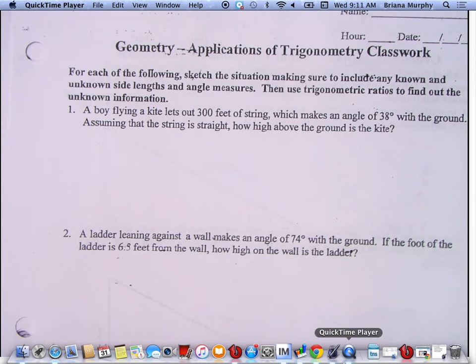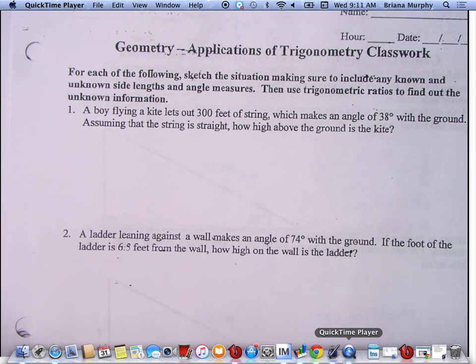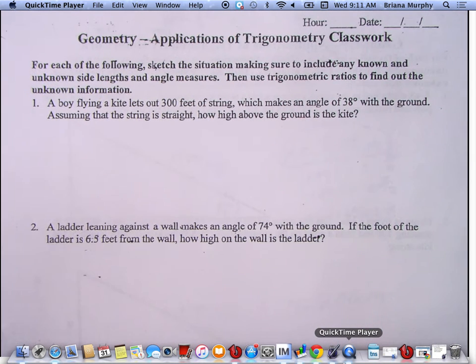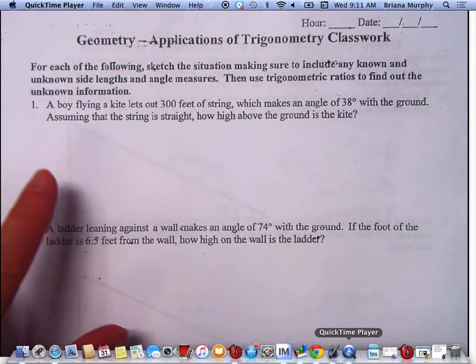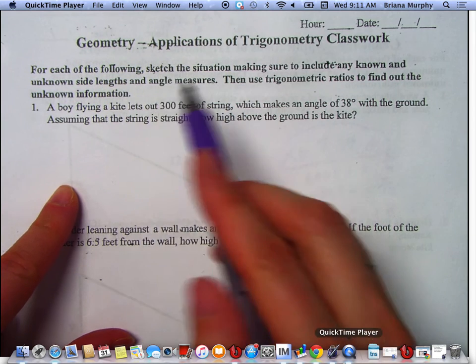These are short. It's not like I give you a paragraph to read. It's just a sentence. But yes, you do need to read it. It should help you set it up. I'm going to give you 3 strategies to help you set the problem up correctly so you know what to do. And there shouldn't be much trick stuff in it. Okay? All right. For each of the following, sketch the situation.